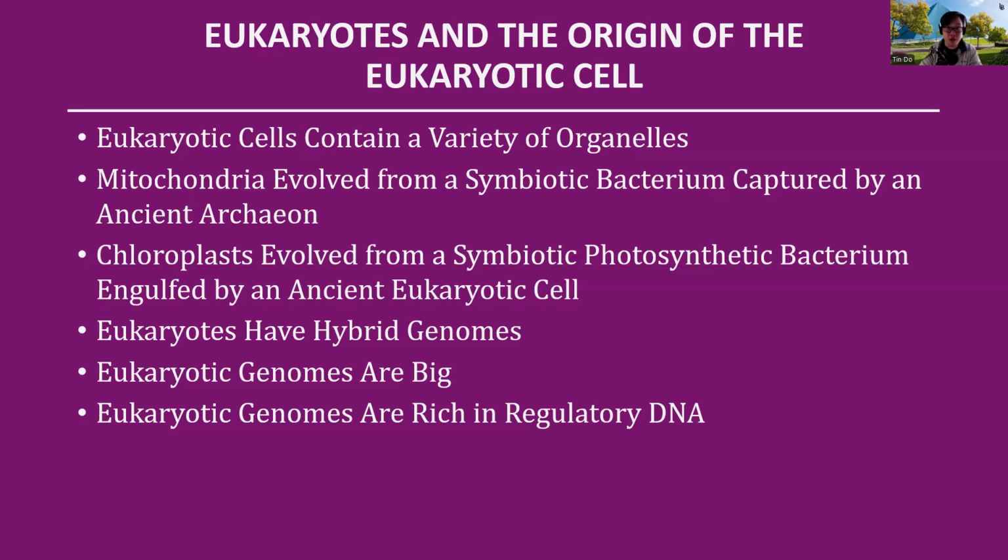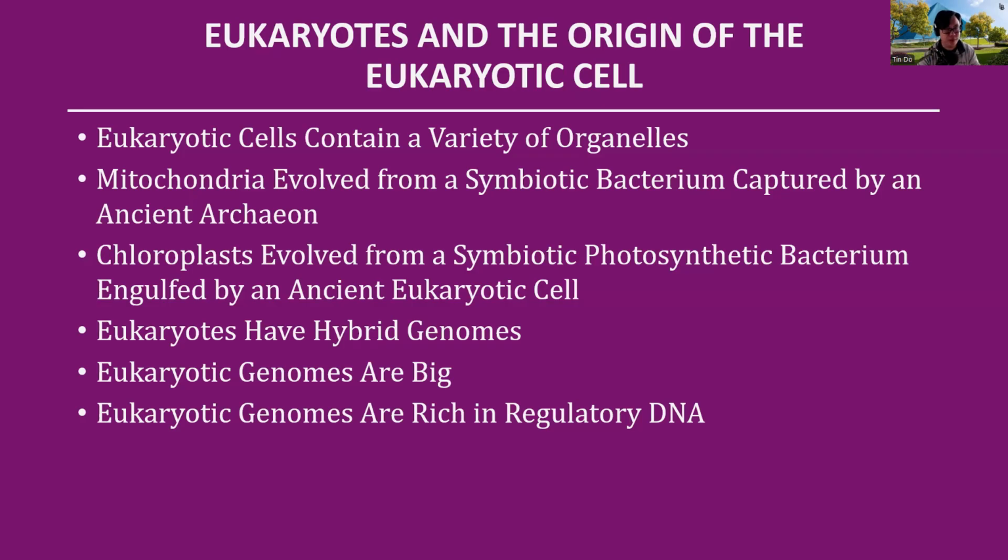Eukaryotic genomes are huge. We are complex creatures, and depending on the eukaryotic organism, their genomes are much, much larger than those of prokaryotic and archaeal cells. And eukaryotic genomes are rich in regulatory DNA. Again, we need a lot of regulation. We don't want the genes to turn on all the time. We only want them to turn on when we need them to, so we need a lot of coding in our DNA to regulate all of that.